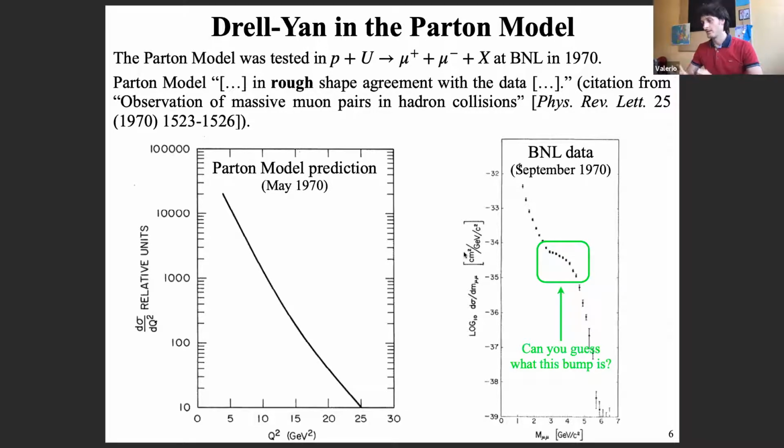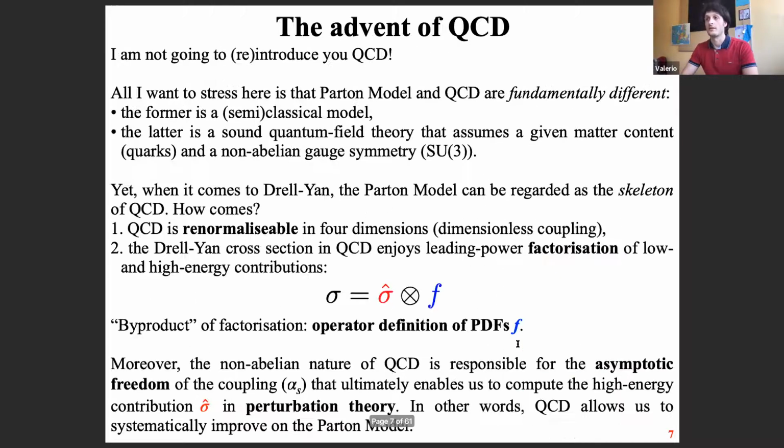This reminds me that throughout the talk, there will be some questions to you, and these are questions that can be discussed over discussion tonight. I would just like you to think about them. In this particular case: can you guess what is the origin of this bump that appears around 3 GeV in the invariant mass spectrum of Drell-Yan? So we can discuss it tonight.